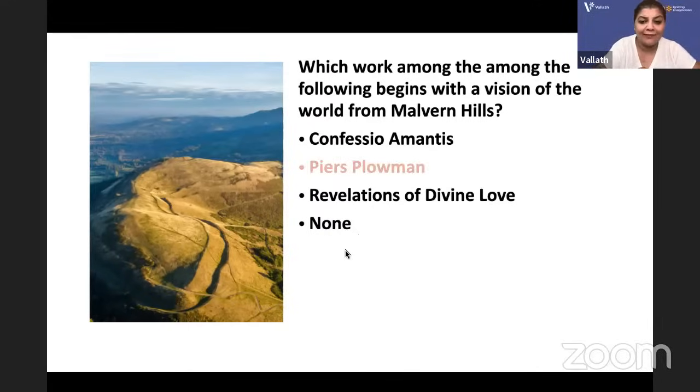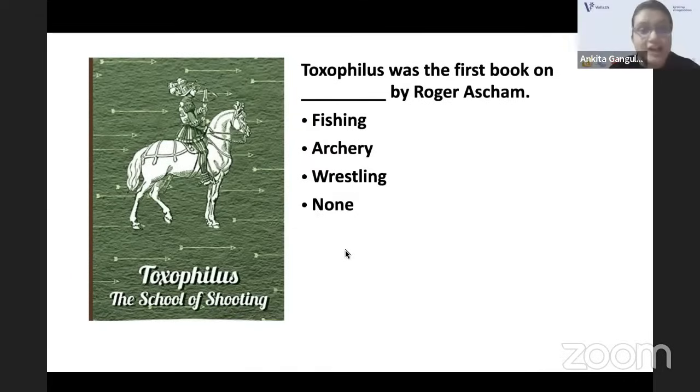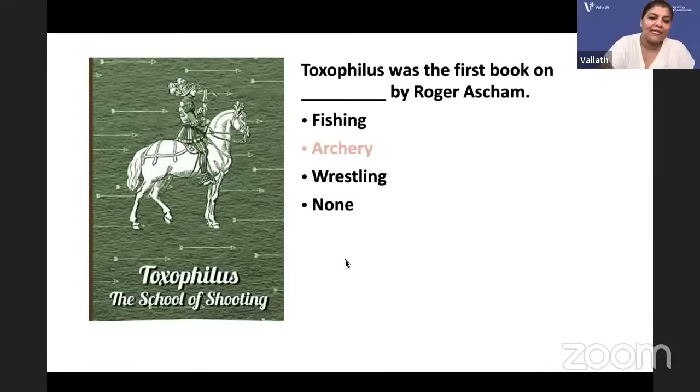Piers the Plowman. Toxophilus was the first book on dash by Roger Ascham. Look, what is there in the picture? Is it fishing? Is it archery? Is it wrestling? You can't wrestle on a horse, right? It must be what, Ankita? It's archery. Correct. Toxophilus is the book on archery.